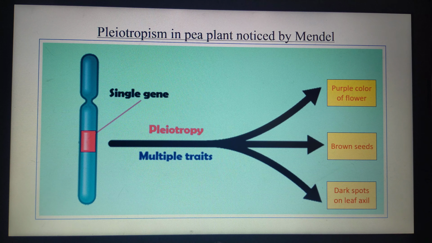Mendel, while performing his experiments, noticed that 3 phenotypic characters are controlled by a single gene, right? According to his study, the purple color of the flower, the brown seeds, and the dark spots present on the leaf axils, all the 3 characters, are controlled by a single gene. So this was his discovery, and he noticed all these 3 characters are controlled by a single gene. This was the discovery made by Mendel regarding the pleiotropic condition, right?